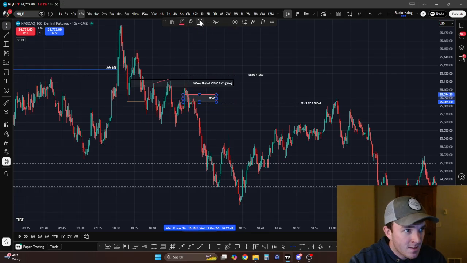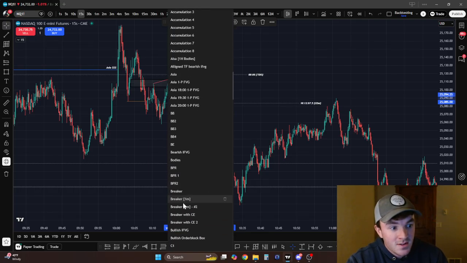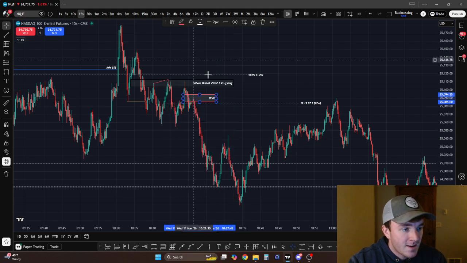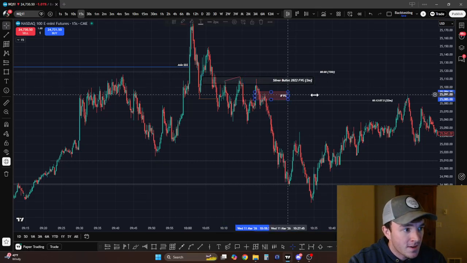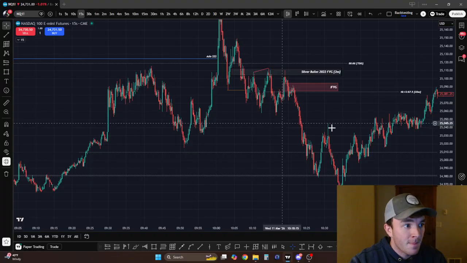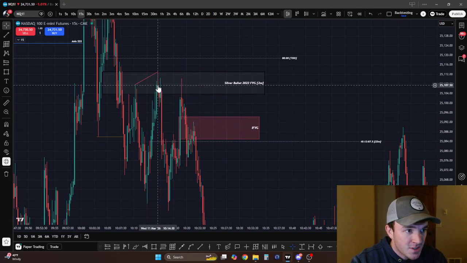So silver bullet fair value gap on the 2-minute. Here is our aligned time frame bearish fair value gap, and you can literally do this. By the way, you can align a 2022 model with a lower time frame change in state of delivery or inversion fair value gap. So once again, SMT. By the way, what's this? Rejection block.